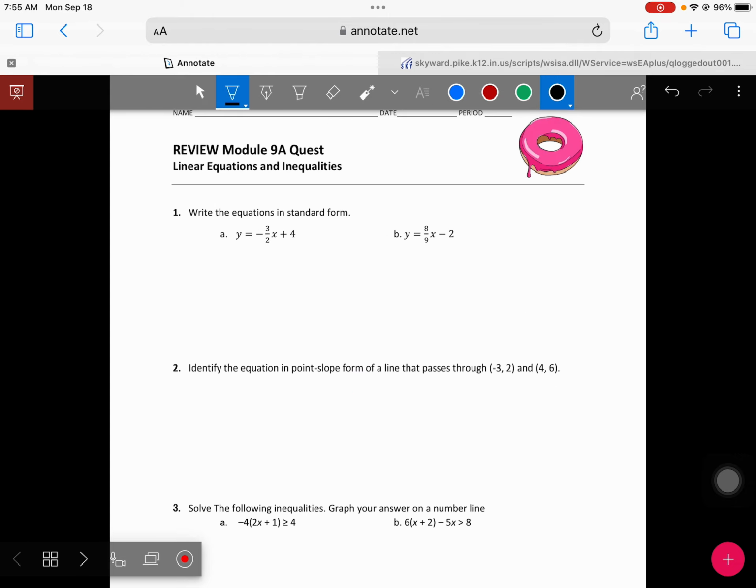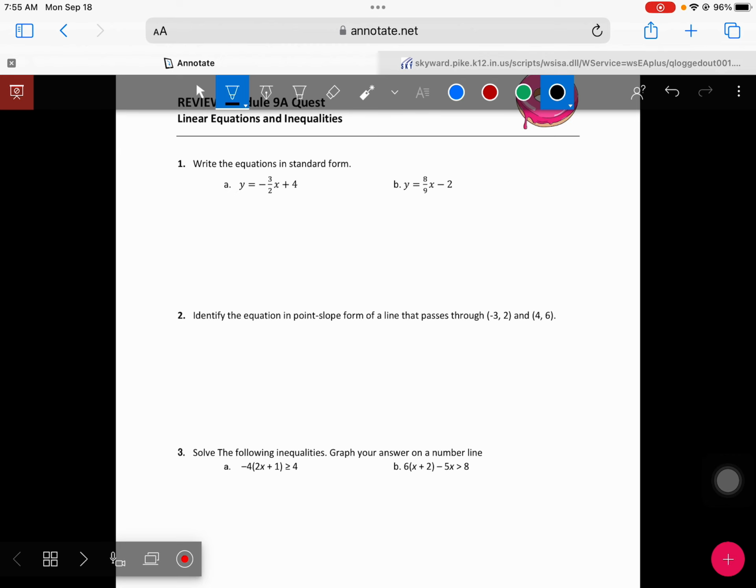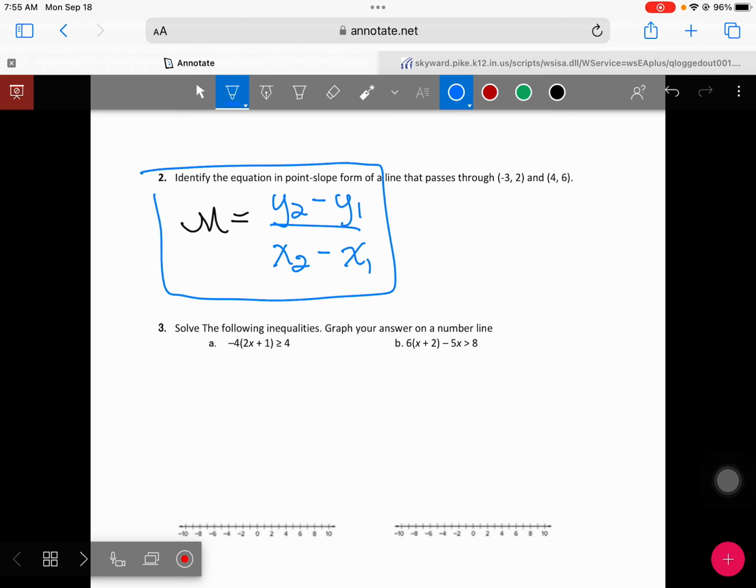What's on the first page? We didn't do anything on the first page. What about, this was the one I was going to go through, number 2. Y sub 2 minus y sub 1 over x sub 2 minus x sub 1. That is the formula you need to memorize.